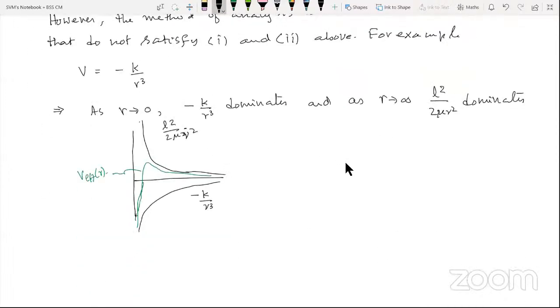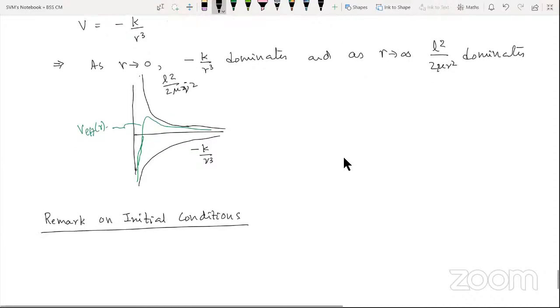Now, let me make some remark about the initial conditions. To solve the problem, we have to give some initial conditions, right? Now, we have two generalized coordinates, r and theta. So you have to give r at 0, theta at 0, r dot at 0, theta dot at 0. So these are the four initial conditions that we may have to give.